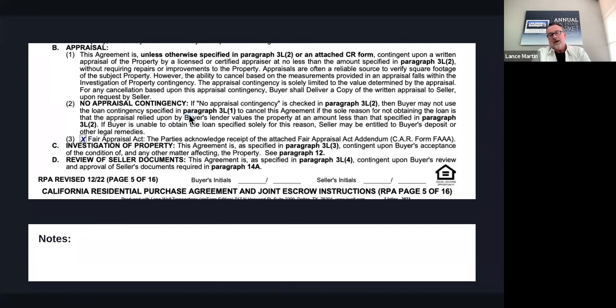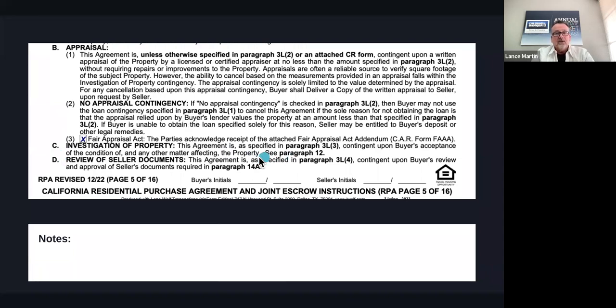Again, if you find buyers that are just hell bent on this house, just make sure they've talked to the lender. The lender's on board. Everybody knows what they're doing. They understand the risks. They understand that the deposit may be at risk, and everybody comes in with eyes wide open.